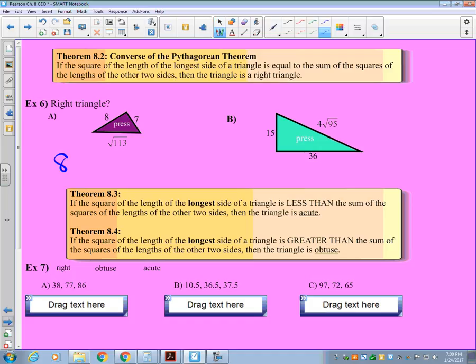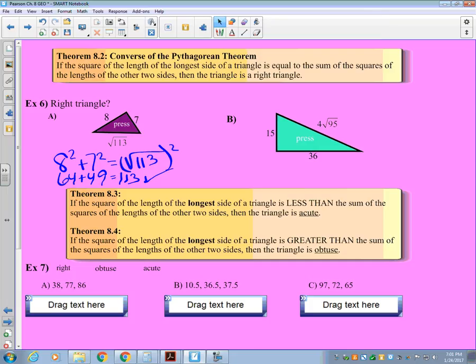Does 8 squared plus 7 squared equal the square root of 113 squared? So this is 64 plus 49. Does it equal 113? That's what we're asking. And when we do the math, the answer is yes. So let's press this. And that is a big fat yes on that one.